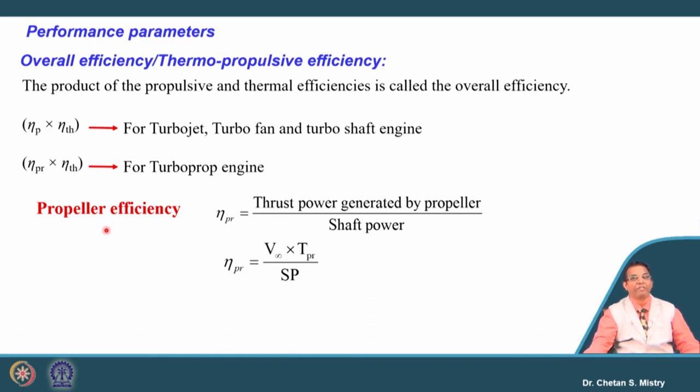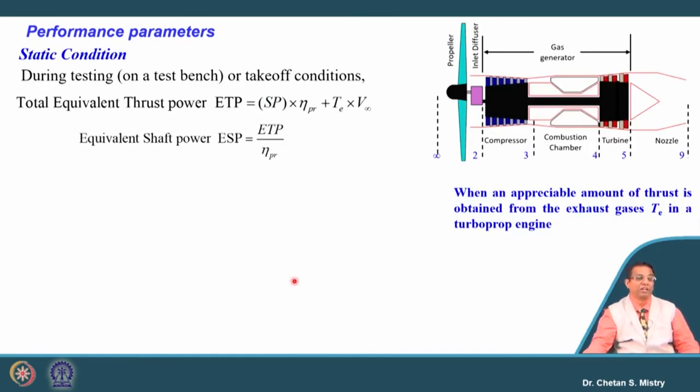As we have discussed, suppose the thrust is generated only by the propeller, then the propeller efficiency is V infinity into T, that is by my propeller, divided by shaft power. Now let us understand the terminologies here. Say we consider this engine under static condition, or nearly under test bench or takeoff condition. Let me introduce the term equivalent thrust power. If you recall, in the first week we introduced this term: when a sufficient amount of thrust is generated by the exit nozzle, we need to go with equivalent thrust power, otherwise shaft power is sufficient. This represents the thrust power because of both the propeller as well as the nozzle.